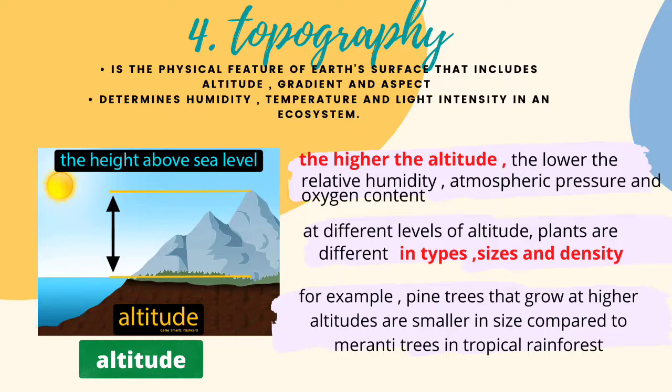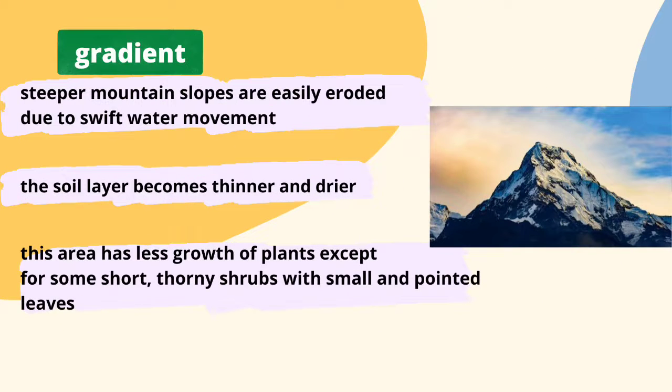The first one is altitude. The higher the altitude, the lower the relative humidity, atmospheric pressure, and oxygen content. At different levels of altitude, plants are different in types, size, and density. For gradient, steeper mountain slopes are easily eroded due to swift water movement. The soil layer becomes thinner and drier. This area has less growth of plants except for some short, thorny shrubs with small and pointed leaves.